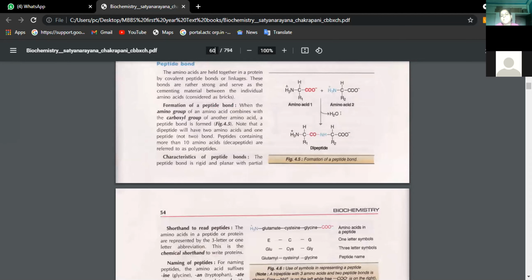You are seeing amino acid 1, amino acid 2. This is the carboxy group and this is the amino group. So if a water molecule is removed, one peptide bond is formed between these two. You call it one covalent bond.